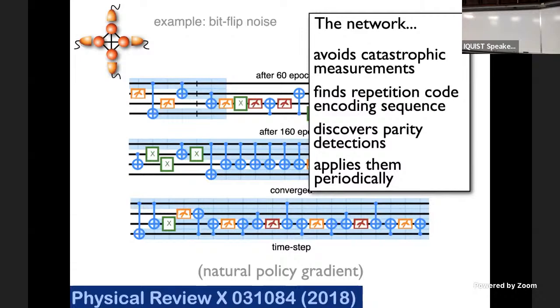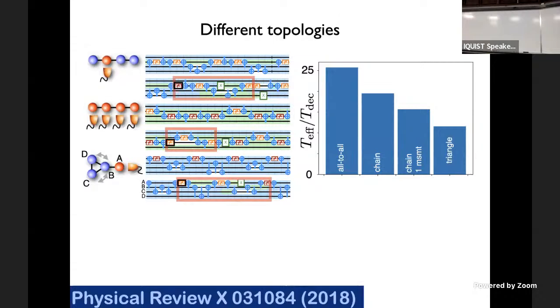Once this works for a particular geometry, of course, the advantage of having this general approach is that you can immediately apply it to many other topologies. So you could connect the qubits in a different way. Maybe the qubits are arranged in a chain and only neighboring qubits can interact with each other. Maybe only one of the qubits can be measured. Maybe all of them can be measured. Maybe the topology is even more complicated. So now you can just throw any of these topologies to the computer and let it run for some time, and it will figure out a quantum error correction strategy that is adapted to this particular situation.